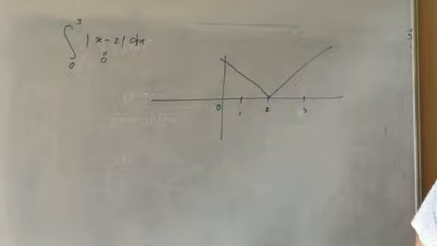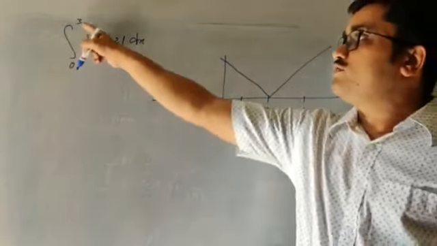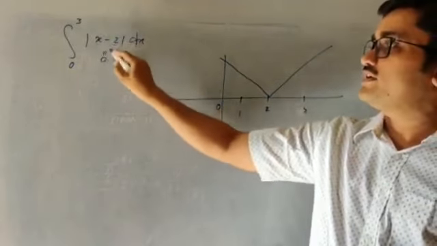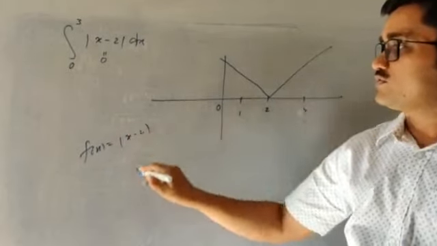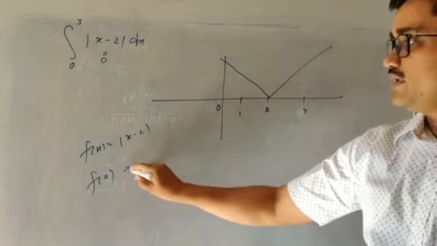Now if this is the graph, our limit is from 0 to 3. So if you put x is equal to 0 here, what will remain here? Our function is f of x equal to mod of x minus 2. So what will be f of 0? F of 0 if you put, that is nothing but mod 2.